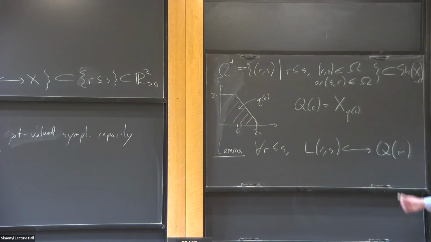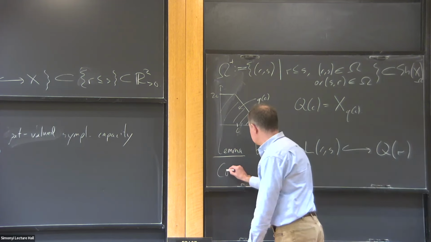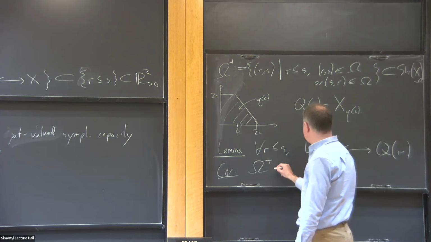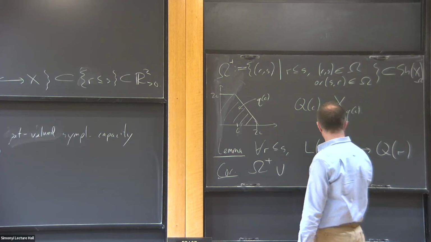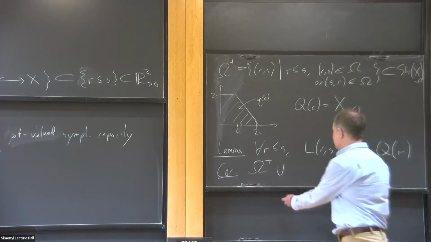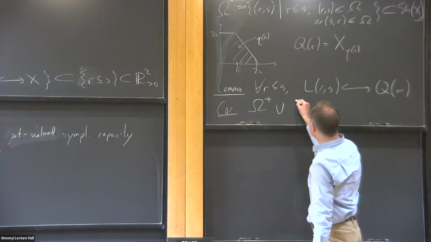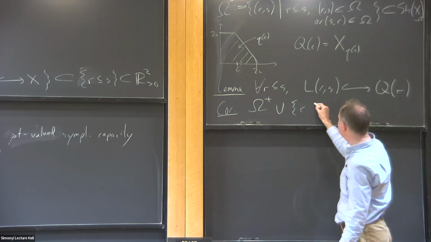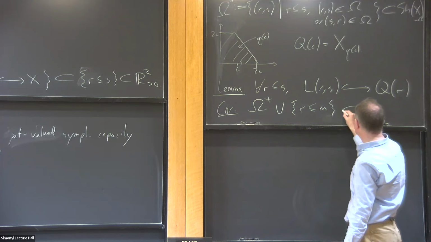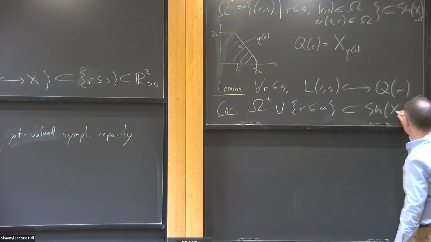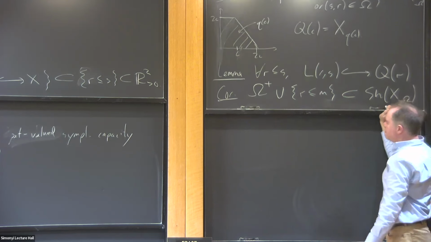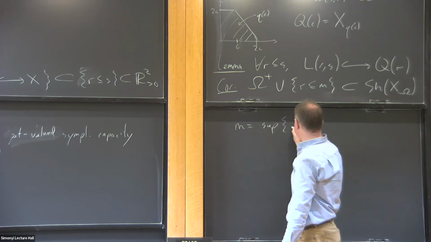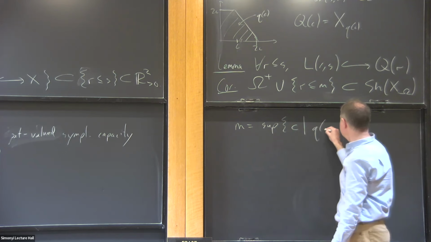So the corollary is that inside the shape, you're going to get omega plus, but you're also going to get some strip going up the y-axis. This is in the shape. So what's M here? M is the supremum of the set of C such that QC.